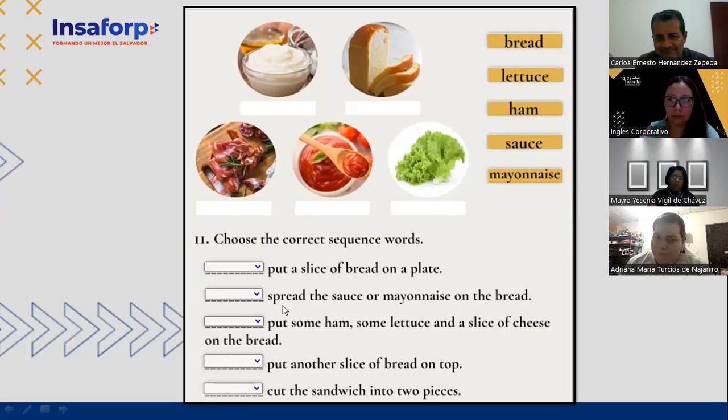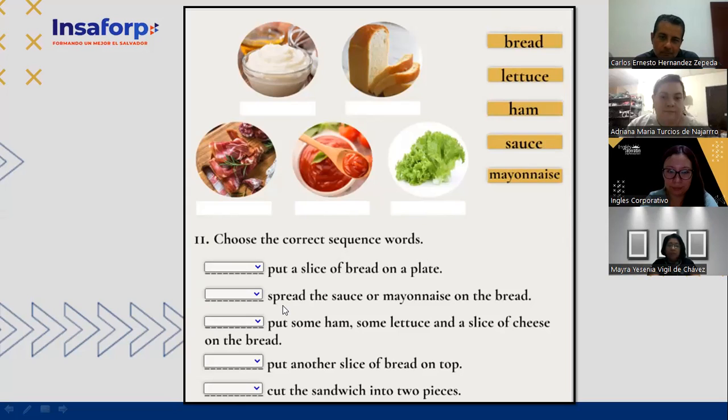First, spread the sauce of mayonnaise on the bread. The second, put some ham, some lettuce, I don't know how do you say lettuce, and a slice of cheese of the bread. Third, put a slice of bread on a plate. Put another slice of bread on top. And fourth, put a slice of bread on the plate, and then cook the sandwich into two.